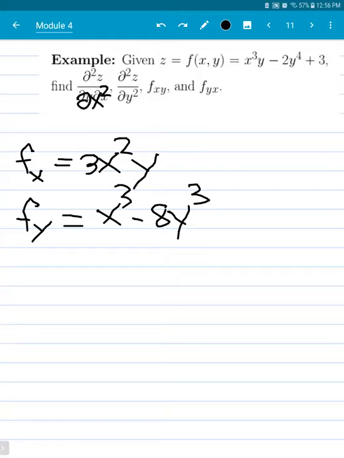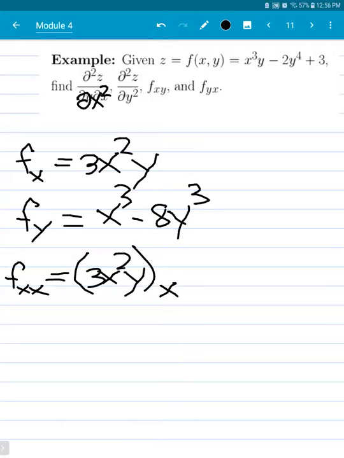Now let's evaluate f sub xx. That means we are going to differentiate the partial with respect to x, with respect to x again, and we treat y as constant again. So differentiating 3x squared, that's 6x. So we have 6x.